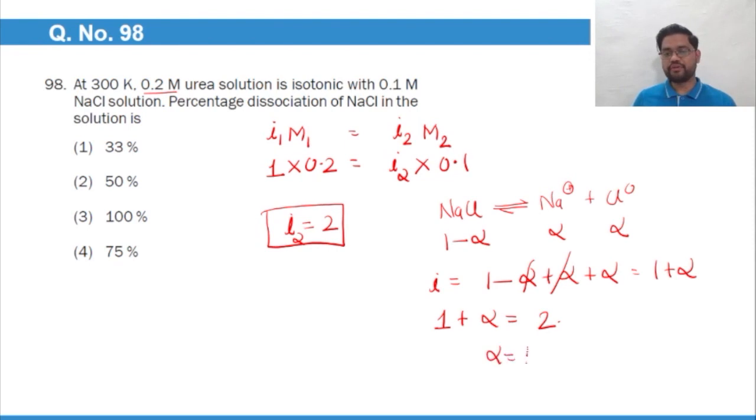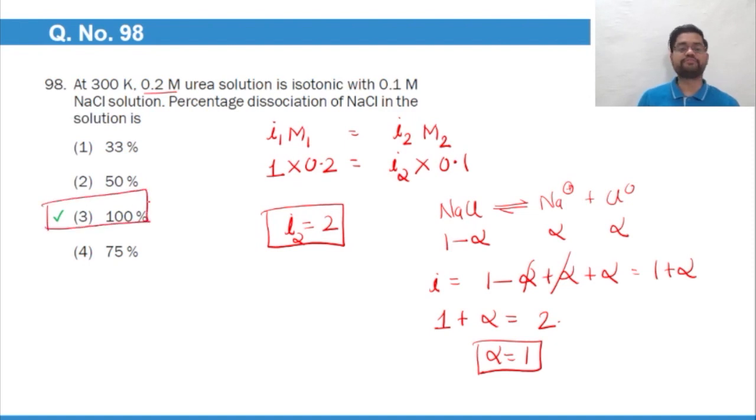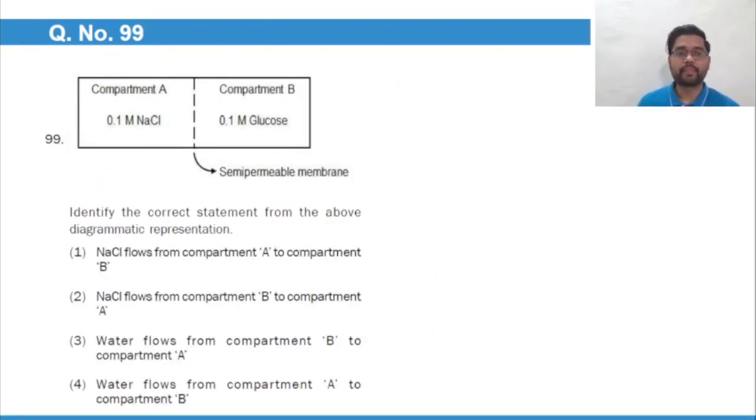Hence alpha is equal to 1, that is equal to 100% dissociation. Compartment A and B, semi-permeable membrane. Identify the correct statement from the above diagrammatic representation. First of all, the actual concentration over here is 0.1 into 2, that is equal to 0.2 molar concentration. Over here it is only 0.1.